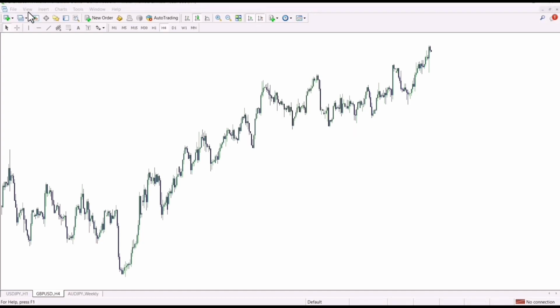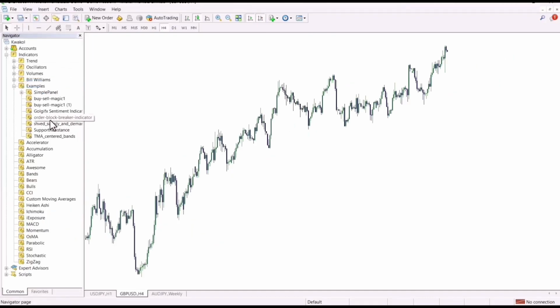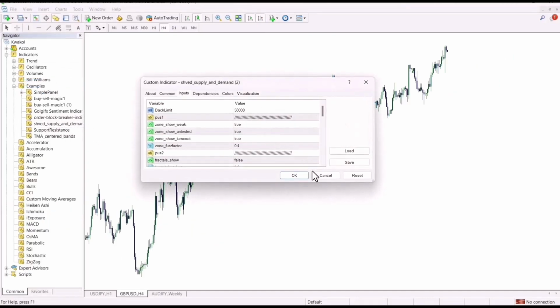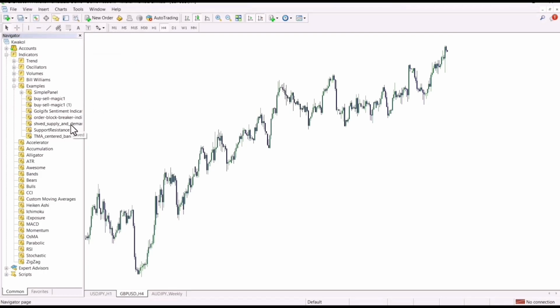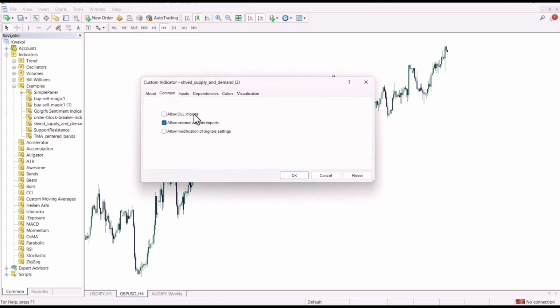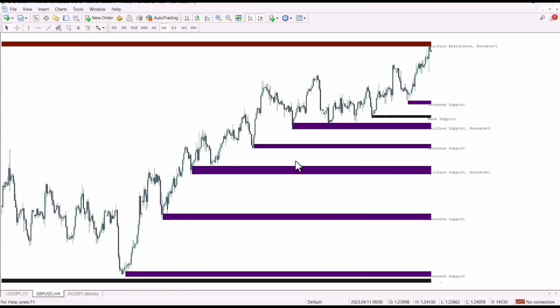So if I come to my view here on my chart and go to the navigator, I'll add this indicator, which is the Shved supply and demand indicator. One thing that I mostly do with this indicator is I don't like to show weak zones, so I set this one to false, and after that I click OK. Also, after adding the indicator, one thing you shouldn't forget is to change this one to allow DLL imports. You have to click on it and click OK. So now I have my indicator on my chart.